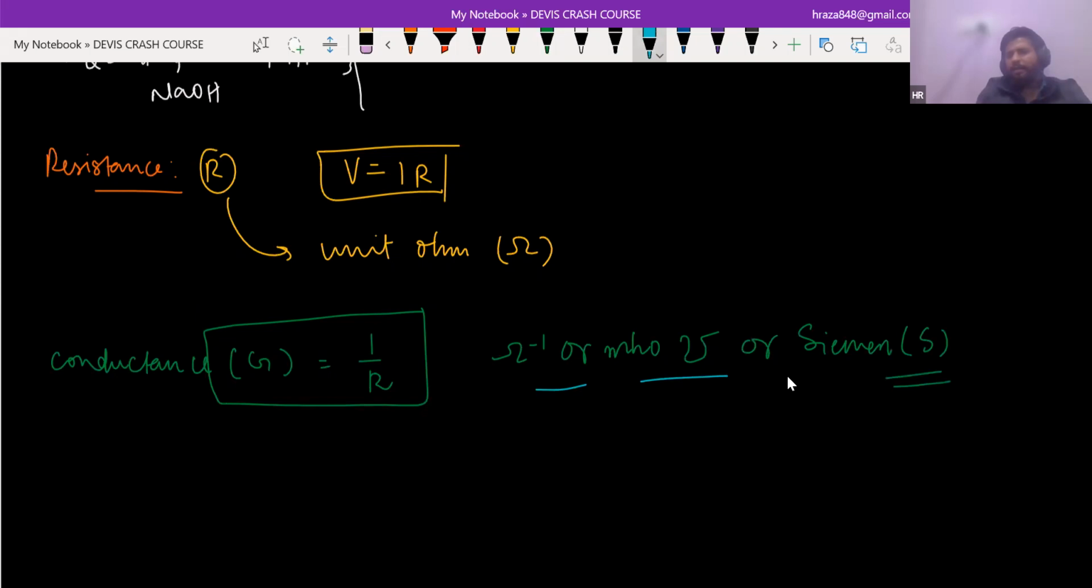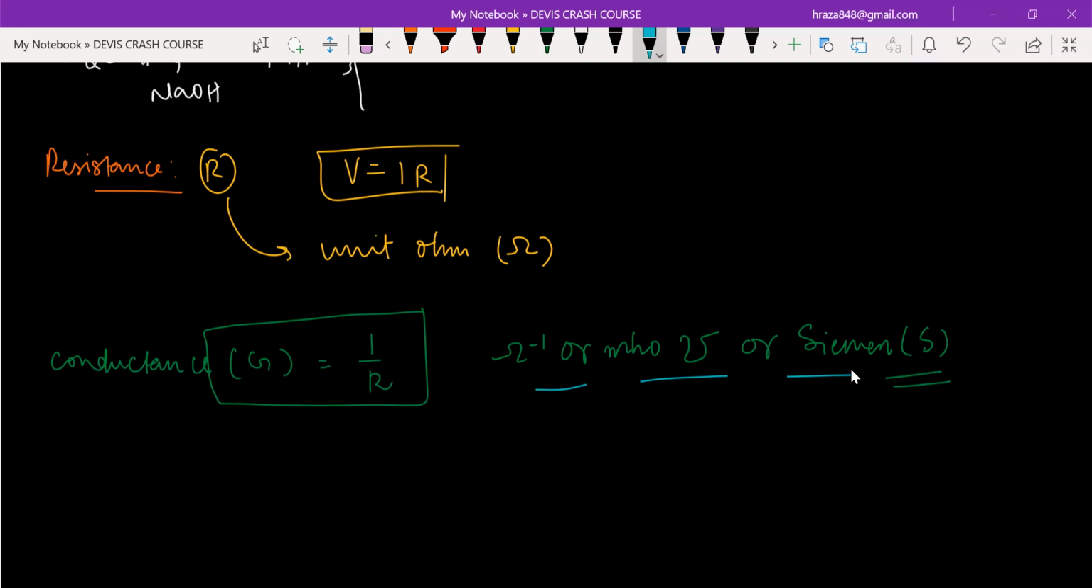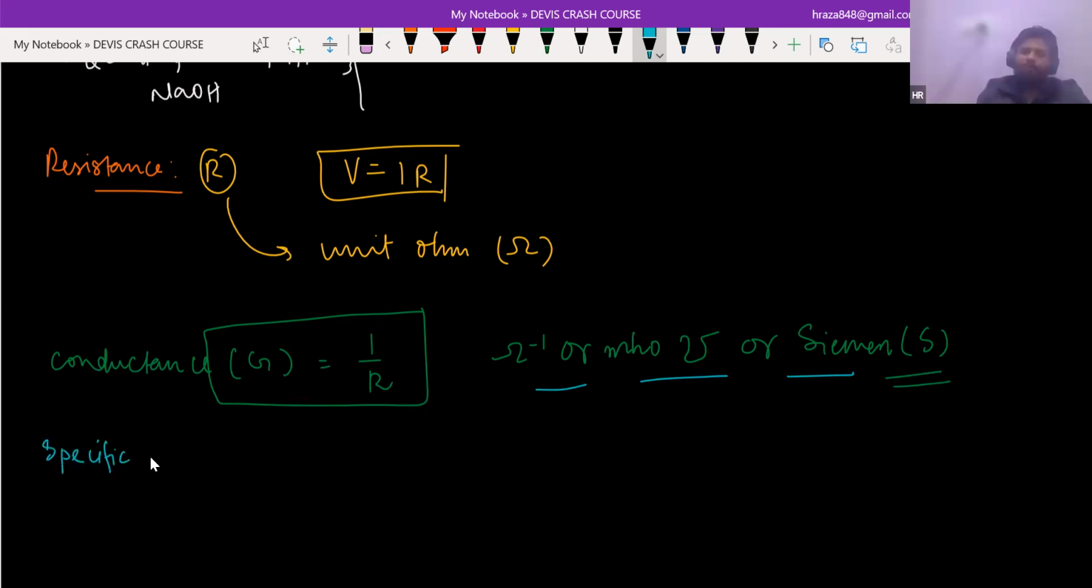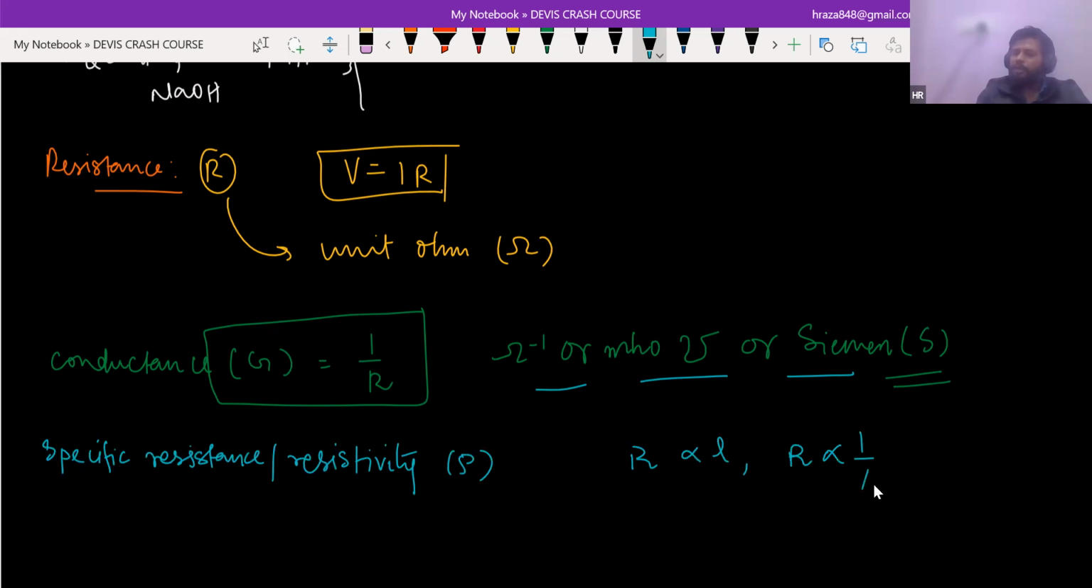So these are some additional things that you do. You know what resistance and conductance are, right? Now the next term is specific resistance, or you also call it resistivity, denoted with rho. And you know the resistance is directly proportional to L and inversely proportional to the area of cross section.